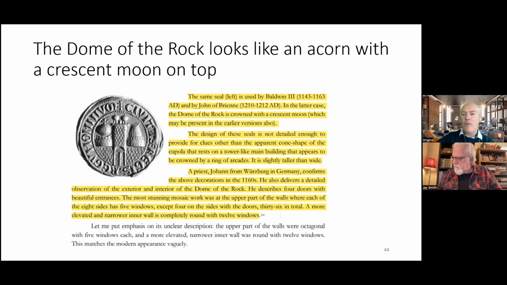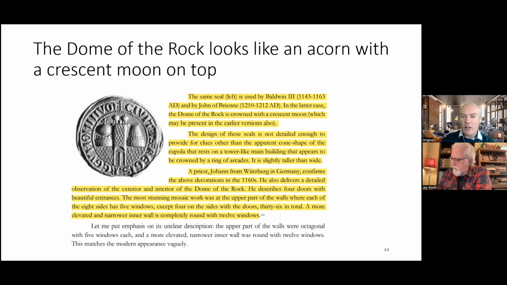So this is from Baldwin III, 1143 to 1163, so 12th century, and also it's the same seal used by John of Brienne in the 13th century. In the latter case, the Dome of the Rock is crowned with a crescent moon, as you can see. The design of these seals is not detailed enough to provide for clues other than the apparent cone shape of the cupola that rests on a tower-like main building that appears to be crowned by a ring of arcades. It's slightly taller than wide, so you can see that it's a much taller building. It's very different from what it is today.